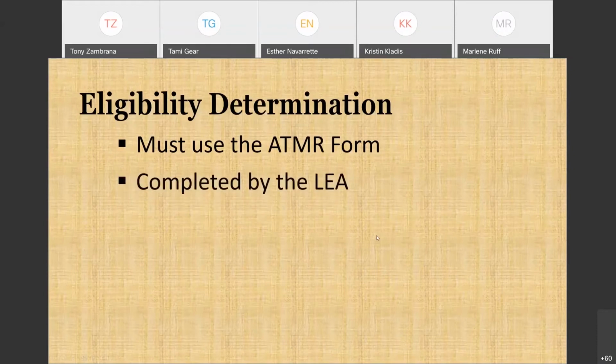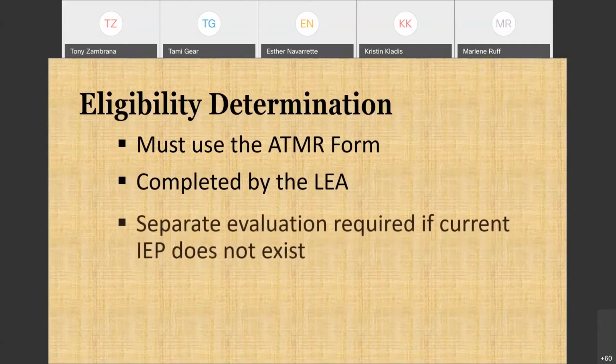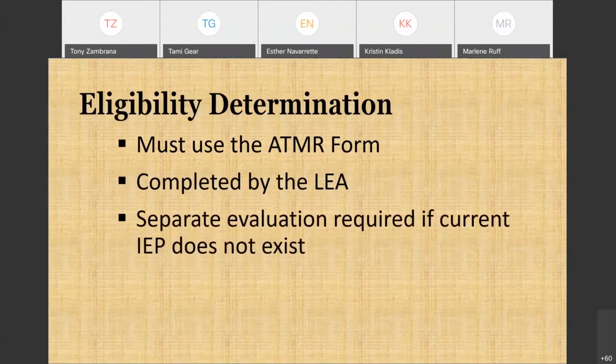It is completed by the LEA, but with the team members there. So if there's not a current IEP, then there has to be a new evaluation done. Or if there's not a current eligibility, you have to do a separate evaluation for this.